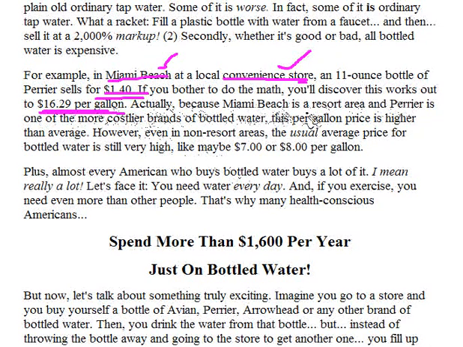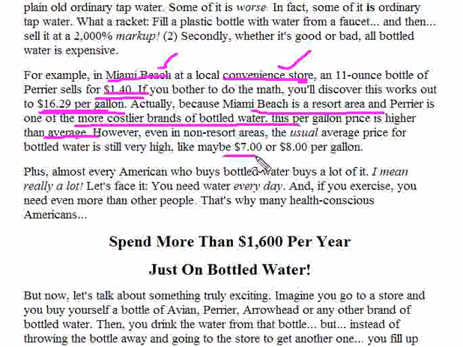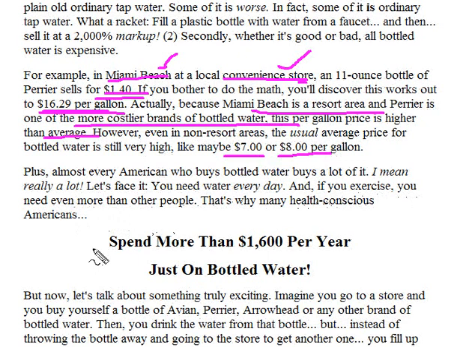Actually, because Miami Beach is a resort area and Perrier is one of the more costly bottled waters per gallon, the price is higher than average. So he admits it. However, even in non-resort areas, the usual price for bottled water still can be high. Okay, $7 or $8 per gallon. Plus, almost every American who buys bottled water buys a lot of it. I mean, really a lot. Let's face it, you need water every day. And if you exercise, you need even more than other people. That's why many health-conscious Americans spend more than $1,600 per year just on bottled water.